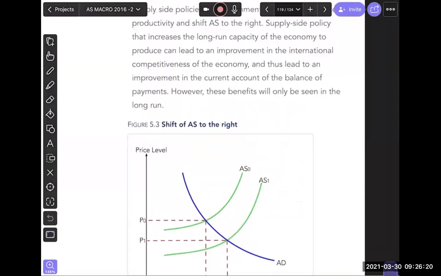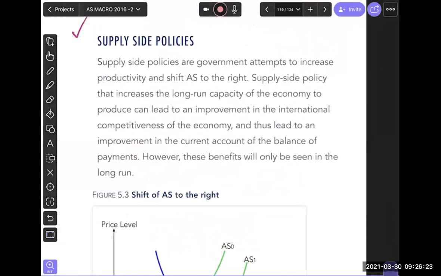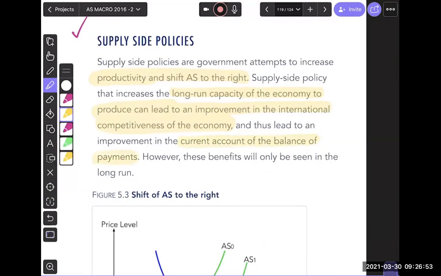Okay, awesome. So, guys, supply side policies are government attempts to increase productivity and shift AS to the right. Supply side policies increase the long run capacity of the economy to produce and can lead to improvement in the international competitiveness of the economy. So, if you want the international competitiveness of the economy to go up, supply side policies are the way to go forward. And this leads to an improvement in the current account of the balance of payments, as we can see, because your X minus M will go up. However, these benefits will only be seen in the long run.